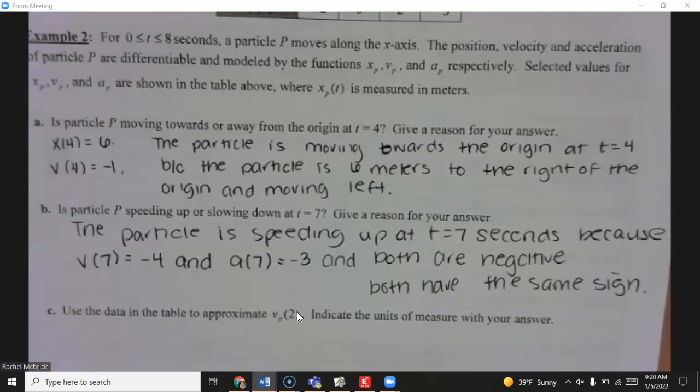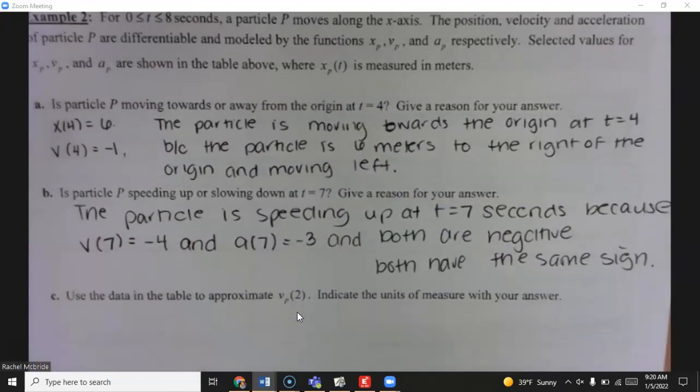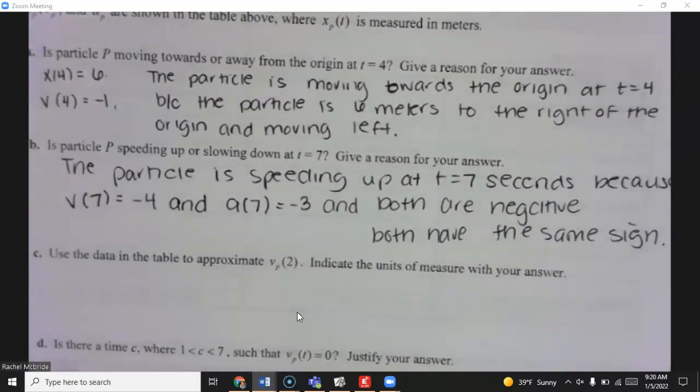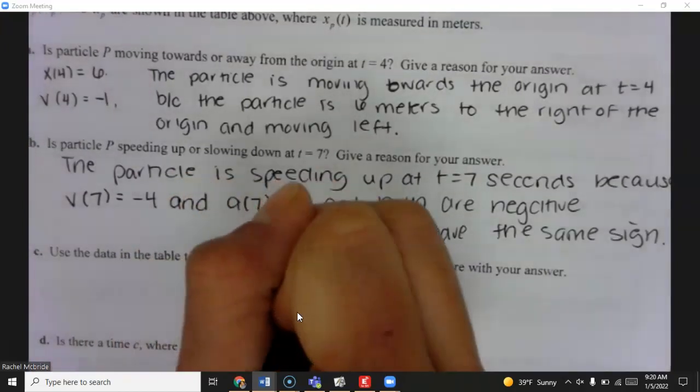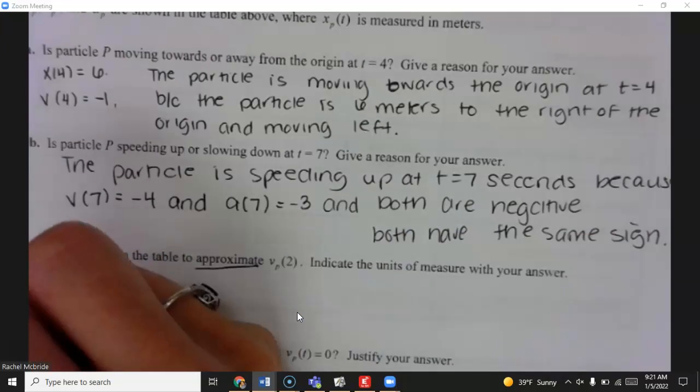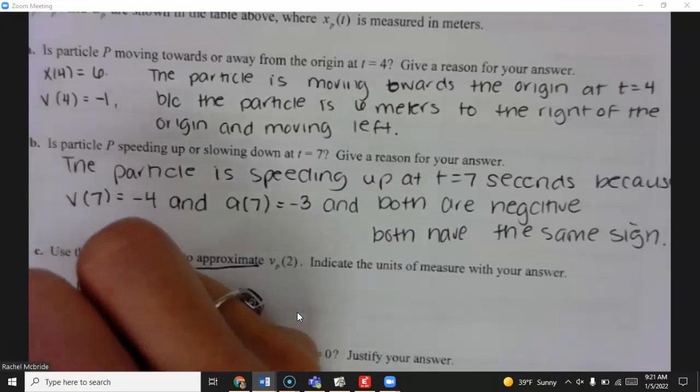Part C, use the data in the table to approximate v of 2. So this is where you would use the slope of the secant because it has the word approximate. Or if it has the word average. If it asks you for the actual derivative, then you need the actual derivative if it's possible. In this case, it's not possible because we don't have a function, we only have a table. So we would not find v of 2 exactly.